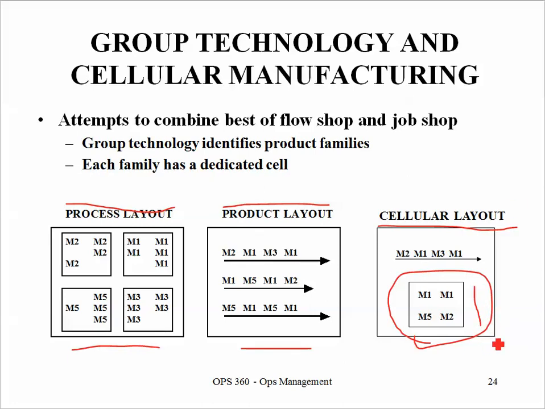So in this example here, I've got one high volume product going through a product layout, an assembly line here, and I've got some moderate volume, moderate variety products going through a manufacturing cell here. So a cellular layout is sort of a combination, trying to take the best of both from a process layout and product layout. It's generally not going to be as efficient as a product layout and not as flexible as a process layout. It's sort of in between both of those extremes.